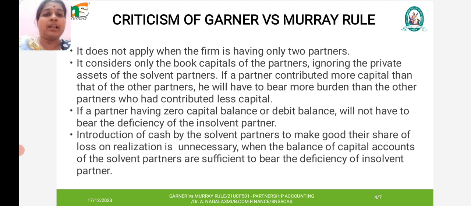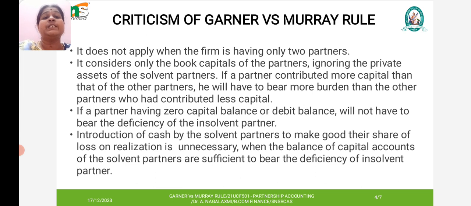Next, it considers only the book capital of the partners, ignoring the private assets of the solvent partners. If a partner contributes more capital than the other partners, he will have to bear more burden than other partners who have contributed less capital.